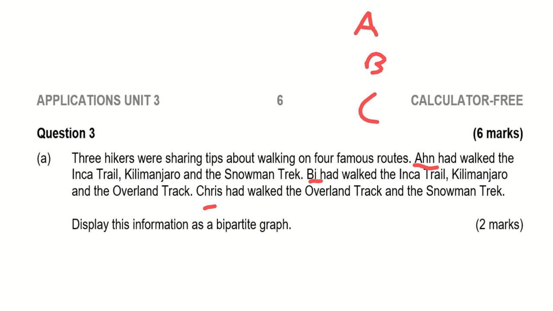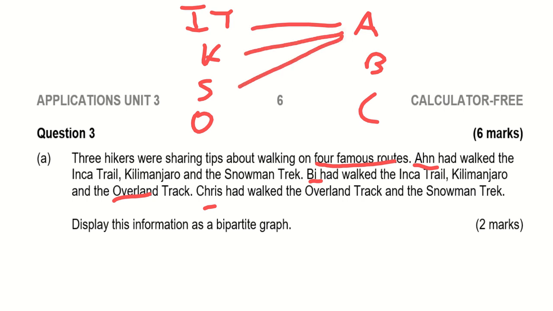Arnold has walked the Inca Trail, Kilimanjaro, and the Snowman Trek. Now, it says there are four routes. So let's put IT, K, S, and there's an Overland Track, so O. Arnold has walked everything except for the Overland. So let's just draw it. 1, 2, 3.